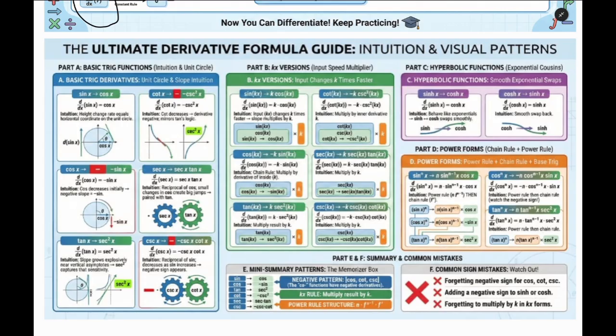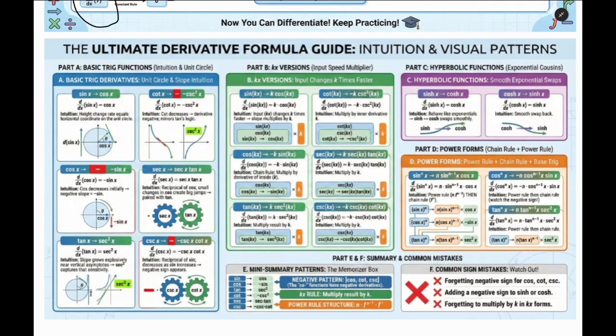Next, for hyperbolic functions, the table is very straightforward. Right? If it is sinh x, the derivative is cosh x. The same goes for cosh x, it will be the other way around, which is it becomes sinh x. No negative sign, no extra steps.